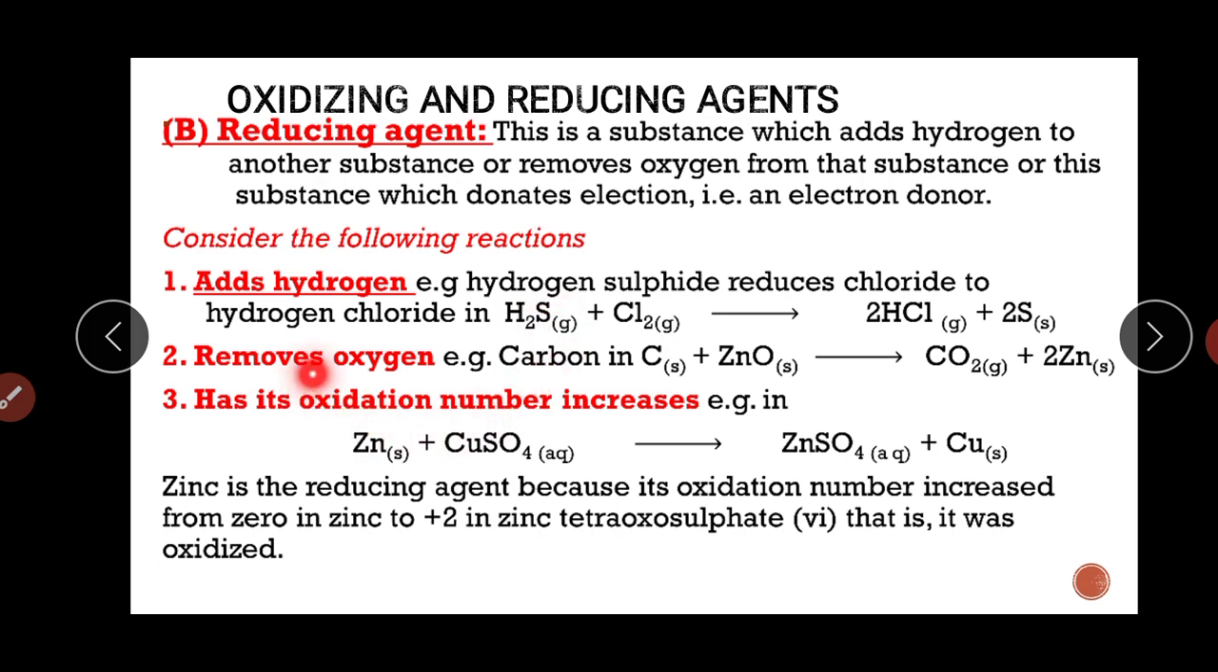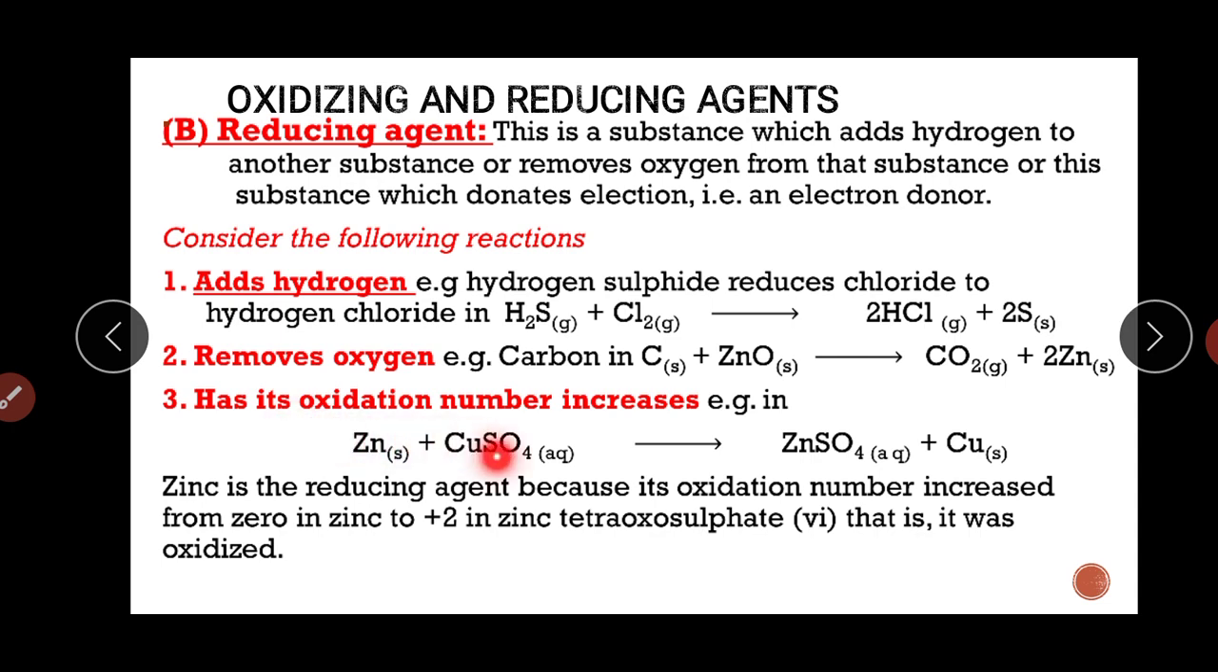Now look at the second example: remove oxygen. Carbon plus zinc oxide. Carbon was originally in the free state, and we have zinc. So you can see that the carbon has removed the oxygen from the zinc oxide, giving CO2 plus the zinc. The carbon here is the reducing agent because you can see it has removed the oxygen from the zinc oxide.